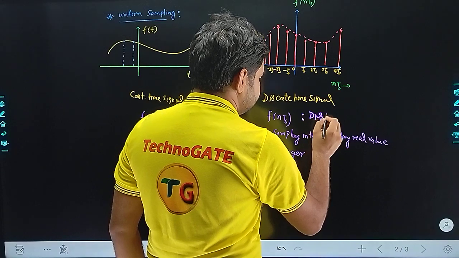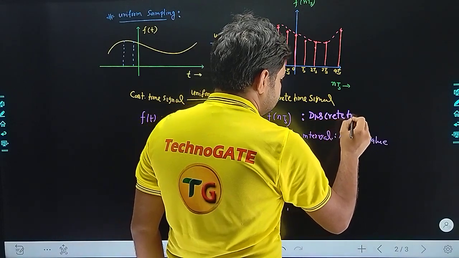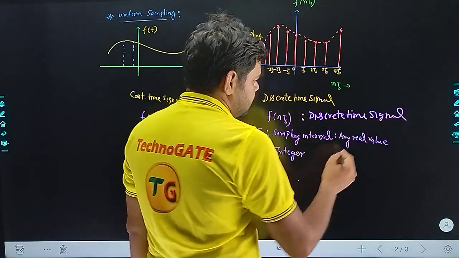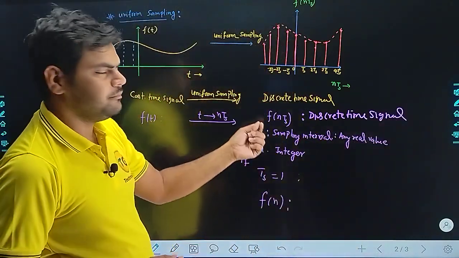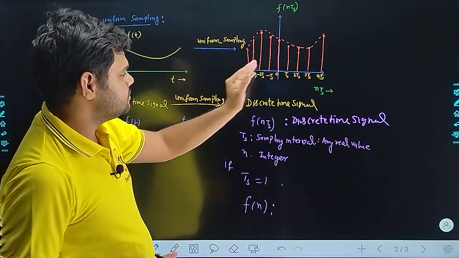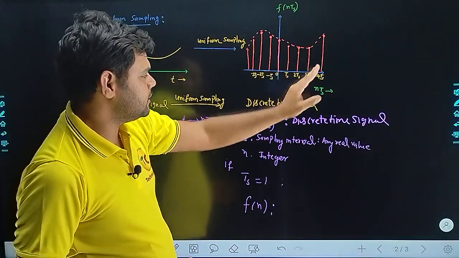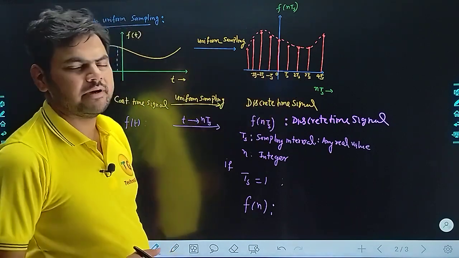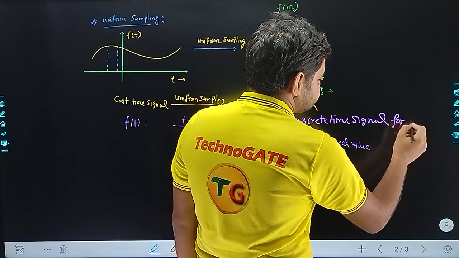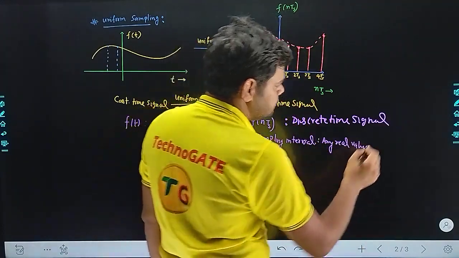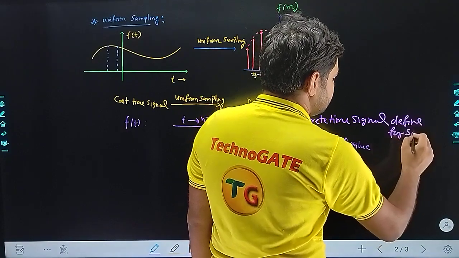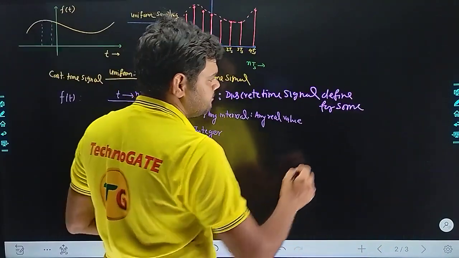Discrete time signal: defined for some specific instants of time. And these instants are of course 0, ts, 2ts, 3ts, 4ts, minus ts, minus 2ts, minus 3ts, and so on. So it is defined for some specific instants of time.